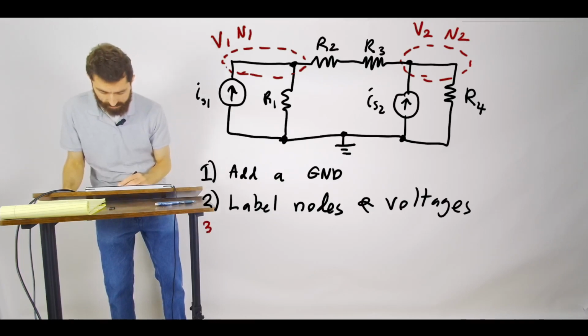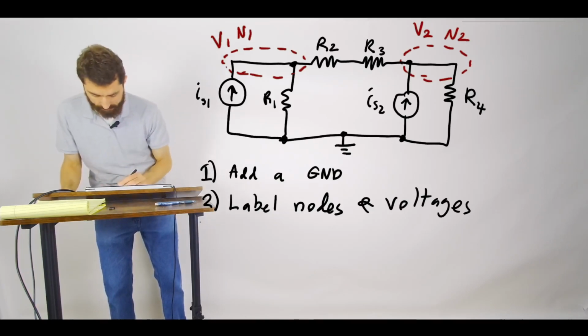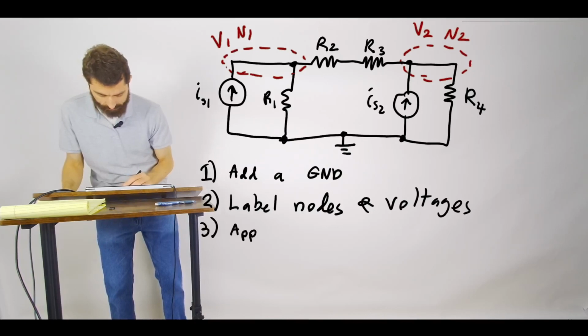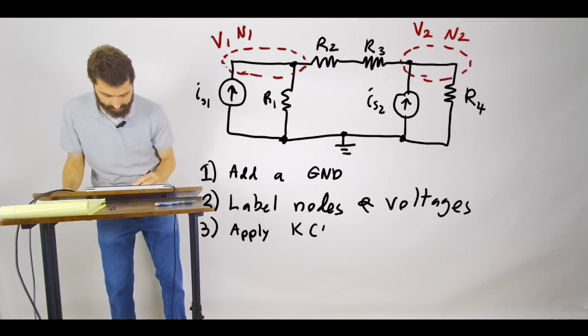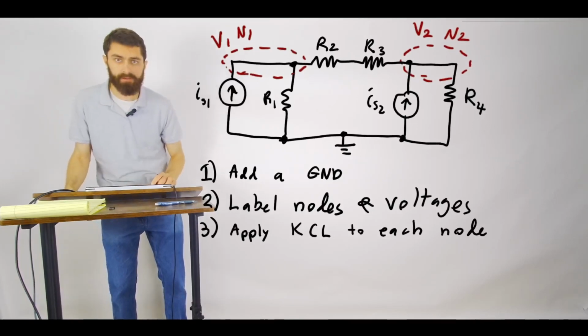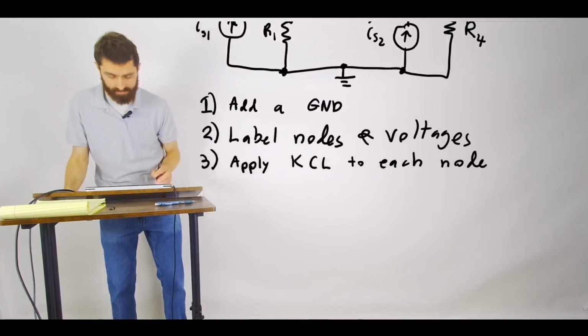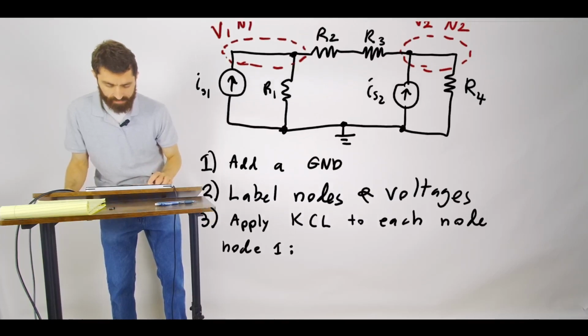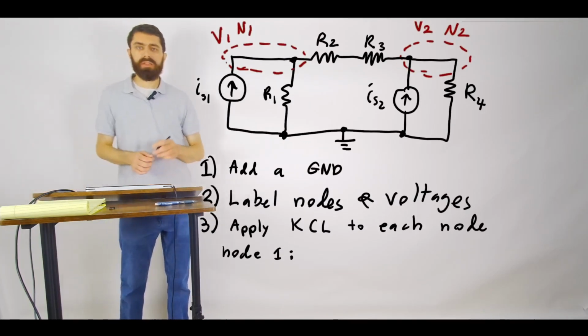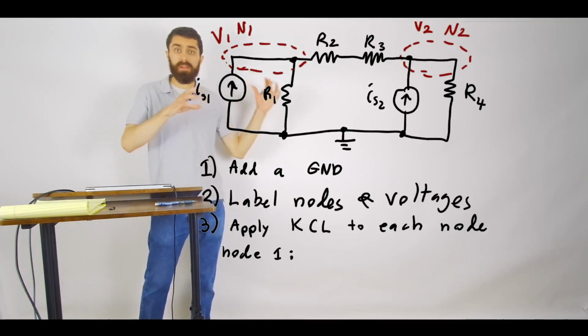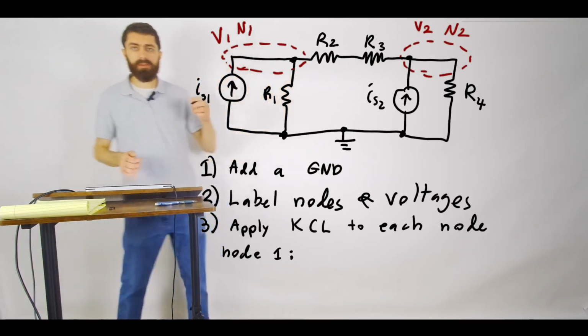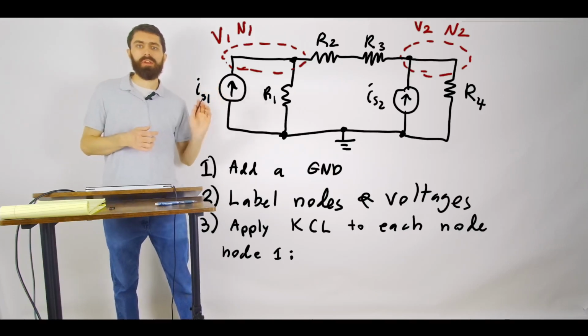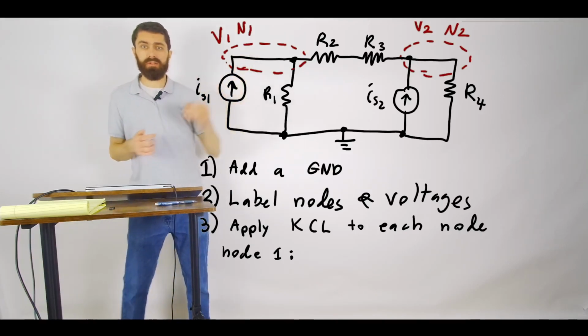Then the third step is to apply KCL to each node. Okay, so let's go ahead and do that. Node 1: KCL states that the sum of the currents going into a node is equal to 0. So let's go through all of our currents that are going into the node. We have IS1 just going into node 1.